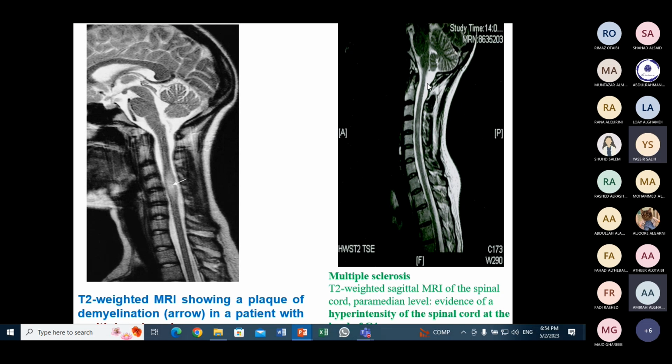And also this is MRI T2. لاحظ انه there is poorly elongated. الليجن هي elongated, not rounded, not oval, elongated, poorly marginated, the outline not clear within the spinal cord. And this is hyperintense, and this is multiple.